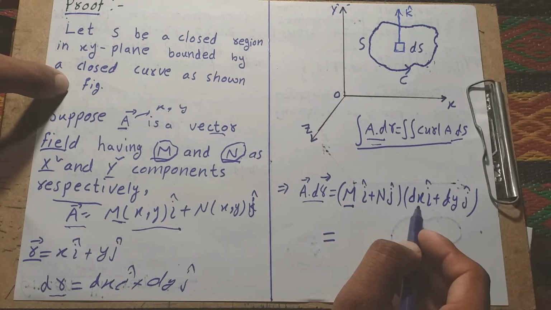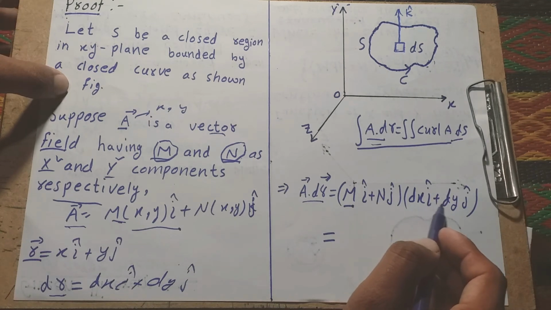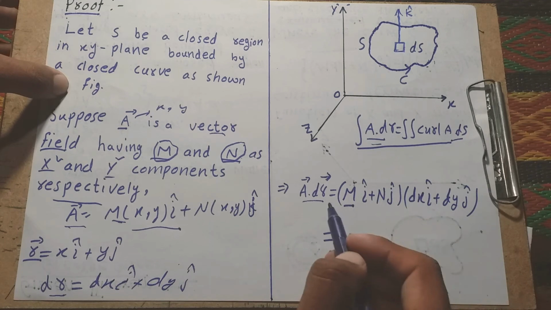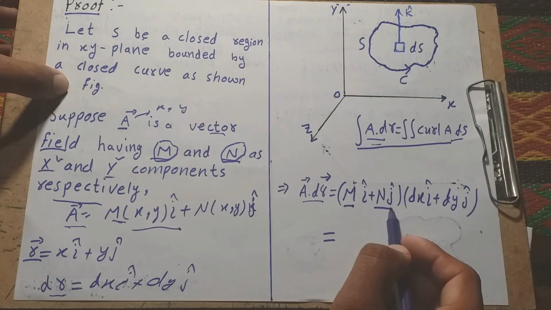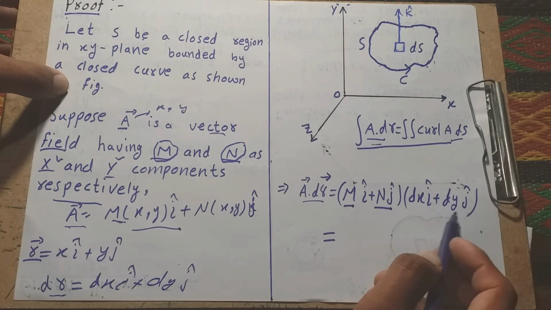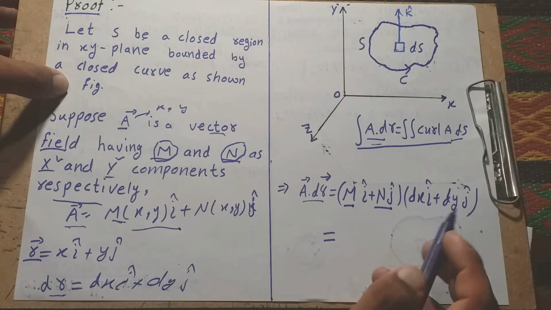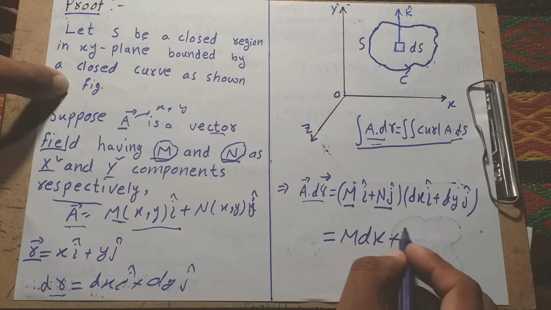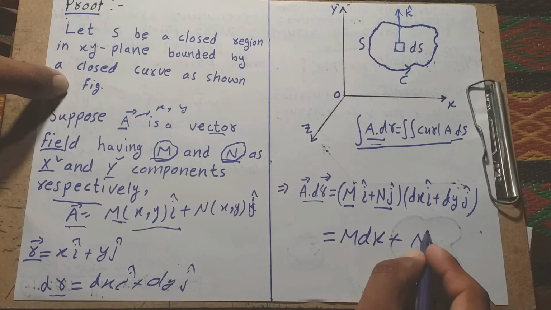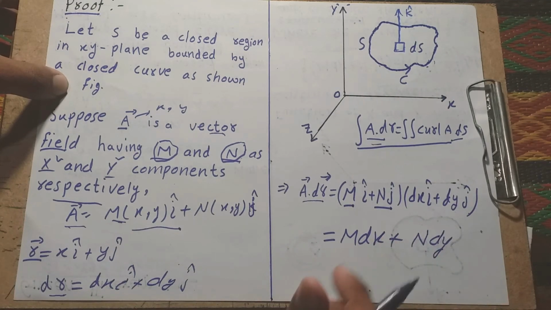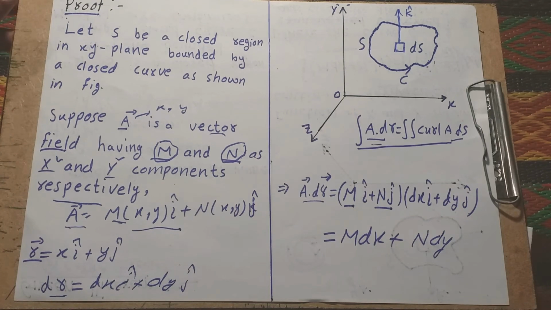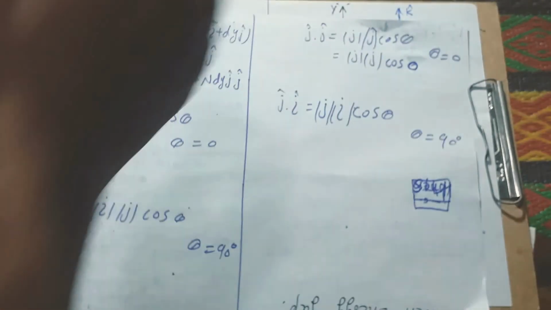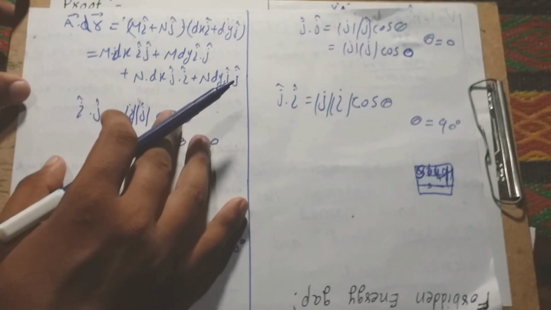M multiplies with dx i, not with j. If it multiplies with j, it equals 0. N only multiplies with dy j. If it multiplies with dx i, it equals 0. How is it equal to 0? I will write it on another page for better understanding.